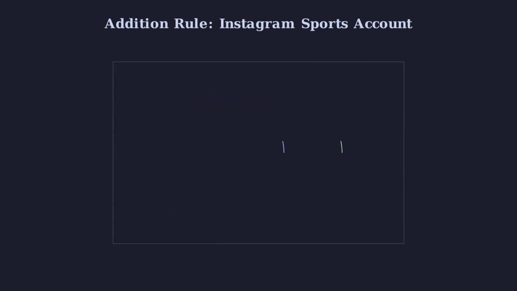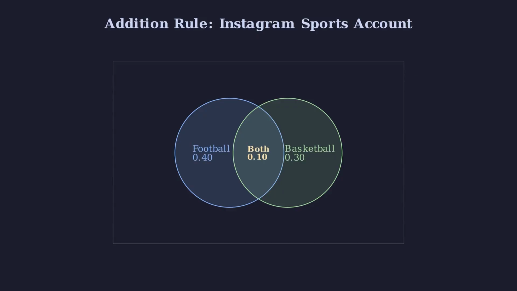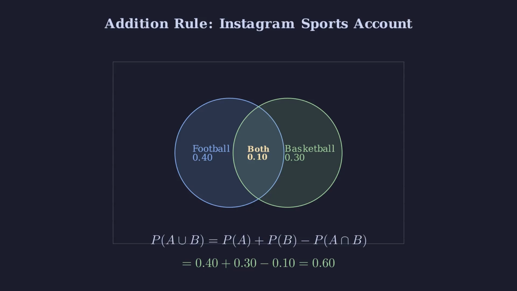Here is a real example. You follow a sports account on Instagram. Looking at their content, 40% of posts are about football, 30% are about basketball, and 10% cover both sports in the same post. What is the probability that a random post is about football or basketball? P of football or basketball equals 0.4 plus 0.3 minus 0.1. That gives us 0.6, 60%.